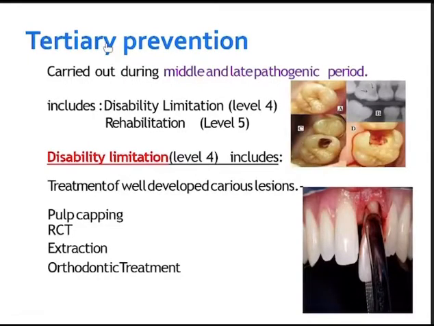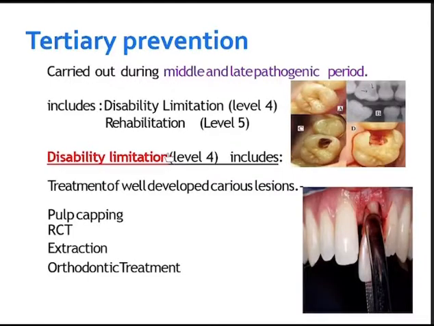Primary is finished, secondary is finished, tertiary. That means it is the middle and late pathogenic period. For example, the caries has occurred, it has crossed the enamel, it has crossed the dentine, and it is very close to the pulp. In that condition, you call it tertiary prevention. It includes two aspects: disability limitation and rehabilitation.